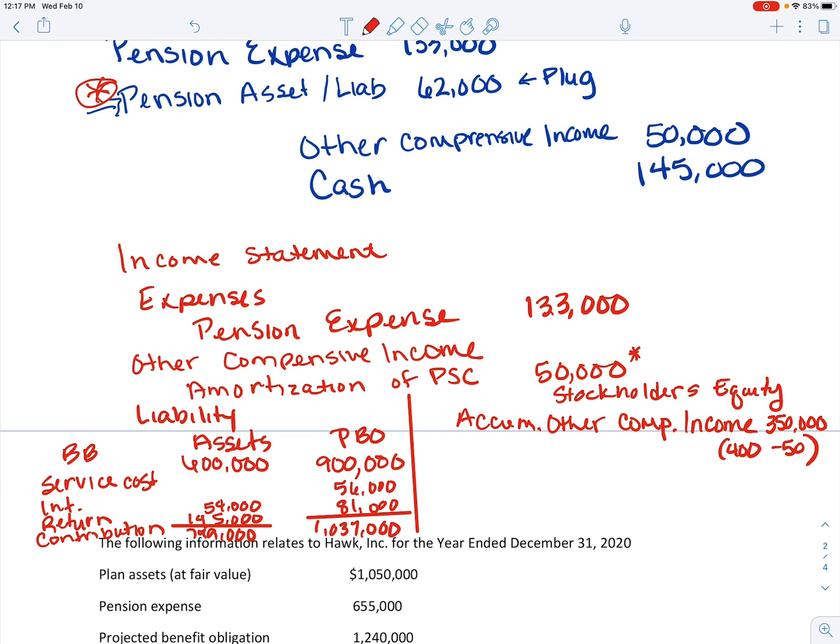So to find this liability, we're comparing these two numbers. I'm going to take the $1,037,000, compare that to my plan assets of $799,000, subtract those two, and I get $238,000. So my liability is $238,000. It's a liability because my plan assets are lower than my projected benefit obligation.